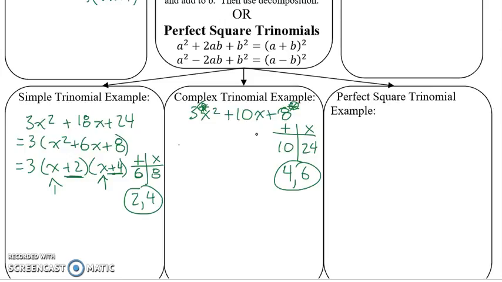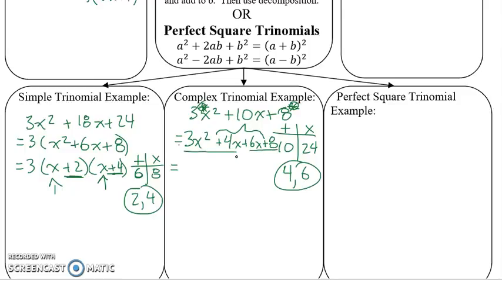And again, because they add to 10, we don't need to worry about the signs. If it was a negative 10, we'd have to make them both negative, etc. But this is a positive 10, so I'm going to write this, decomposing that middle term. So 3x squared, it doesn't matter which one I write first or second. So there, I've decomposed that 10x into 4x and 6x, and this is now going to be factored by grouping.